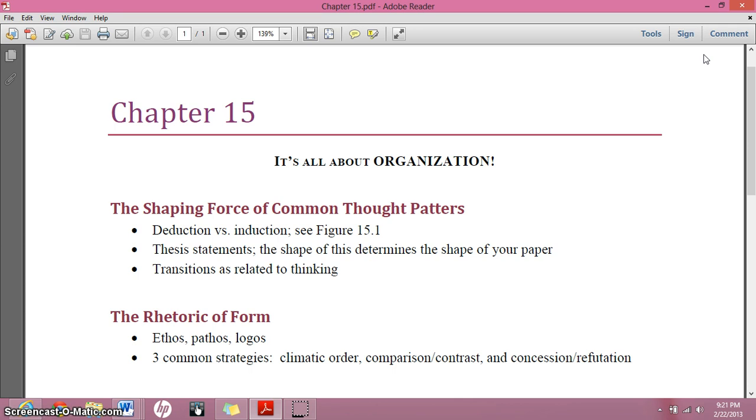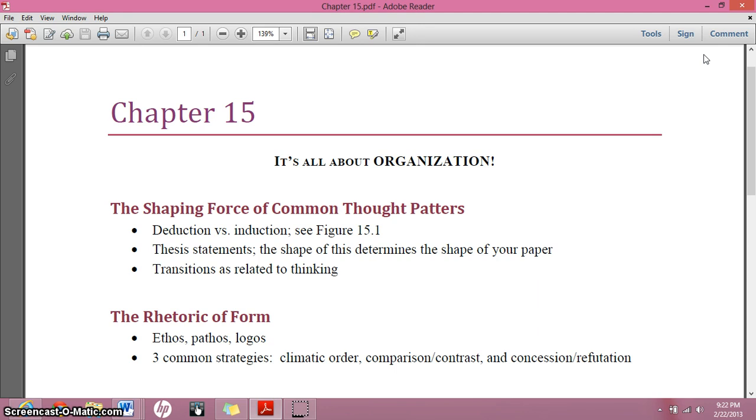It's your transitions that pull it all together. Okay, so your thesis creates the focus throughout whatever type of organization you have, and it's your transitions that create that flow of thought. So they're both extremely important.